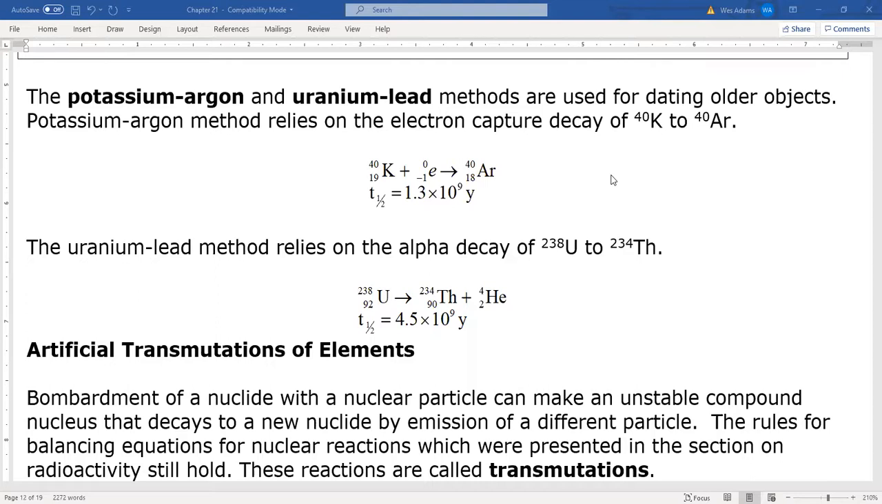Uranium-lead relies on uranium-238 going to thorium-234. This is the 238 decay series. It's a very long half-life. So how do you go about looking at all those complex decays from the decay series? Because it was quite the list. Sometimes people treat it like one reaction and do an approximation.